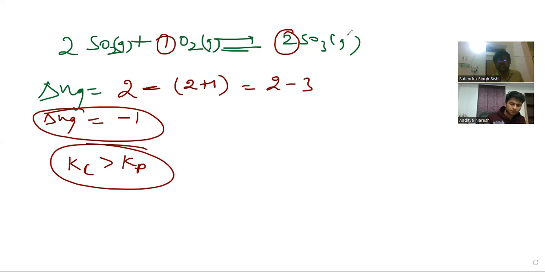Next, the first question type is from here: which one is greater and which one is not, on the basis of Kp and Kc. The second is a numerical question based on this topic. Numerical question means they can ask you to calculate Kp of a reaction like this.